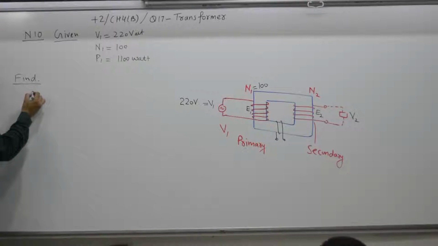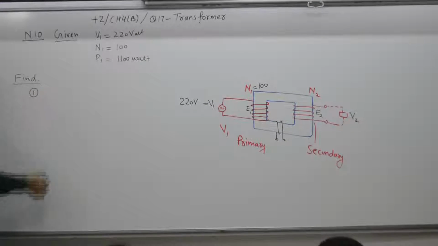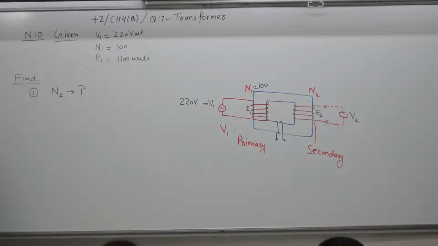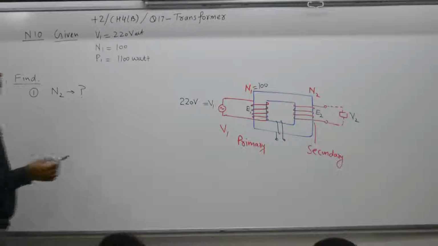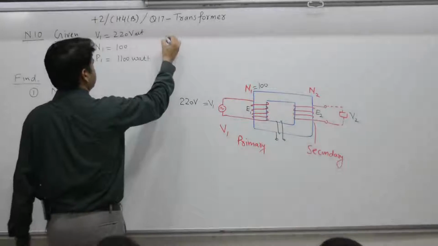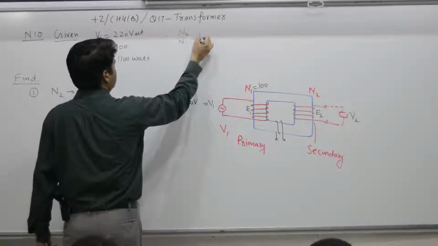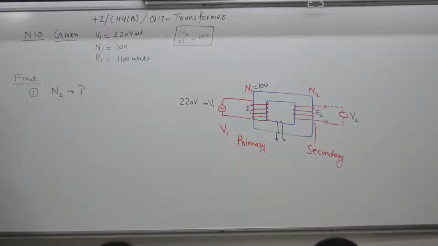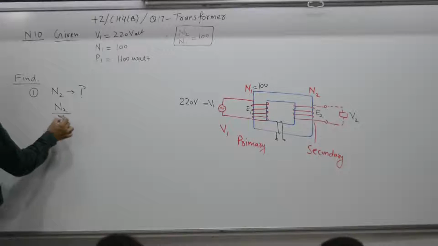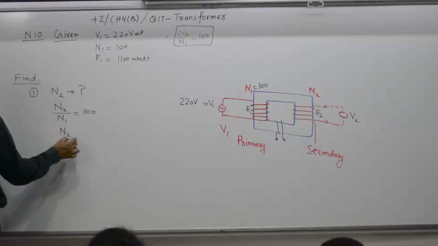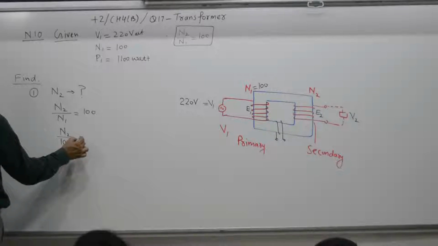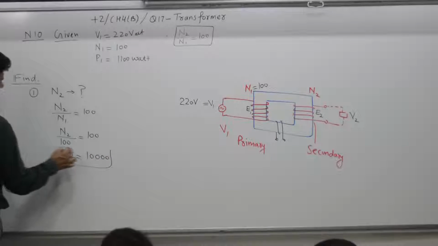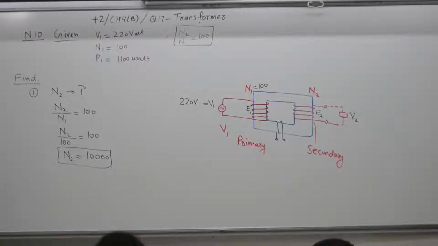First part, number of turns in secondary. Find N2. Transformation ratio is also given. N2 by N1 is also 100, given. N2 by N1 is given, 100. N2 is not known. N1 is 100. 100 into 100 is what? 10 raised to power 4, or 10,000. First part answer: 10,000.